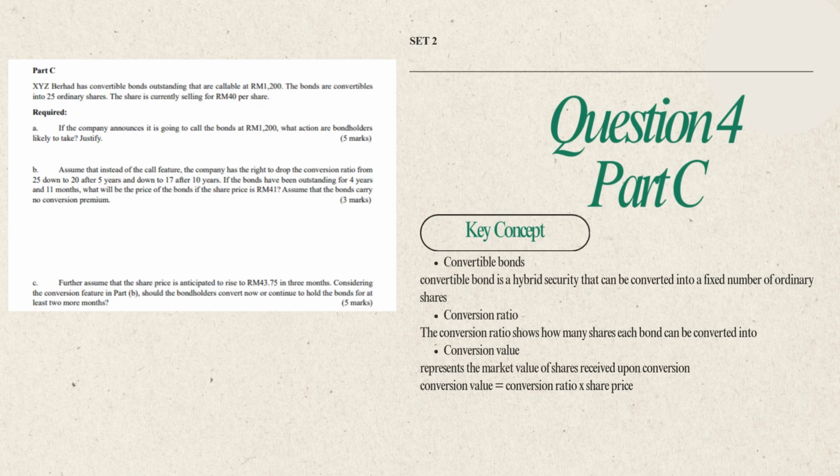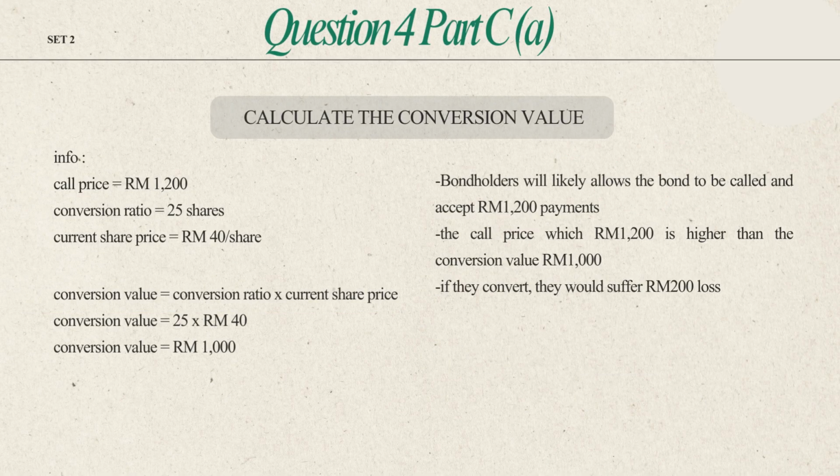For part C, the key concept is about convertible bonds, where a convertible bond is a hybrid security that can be converted into a fixed number of ordinary shares. There is the conversion ratio, which shows how many shares each bond can be converted into, and the conversion value is equal to the conversion ratio times the share price, which represents the market value of shares received upon conversion. So for part CA, we need to calculate the conversion value.